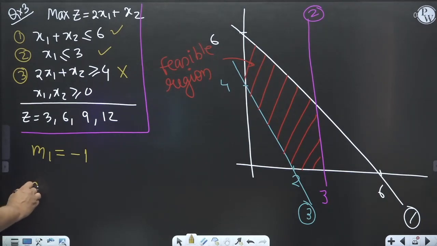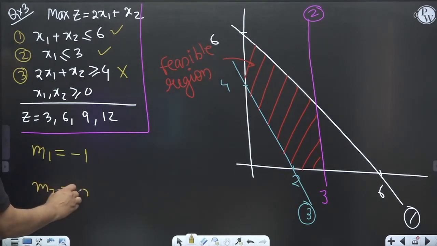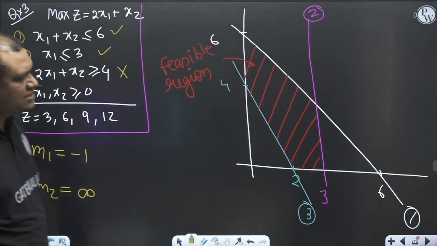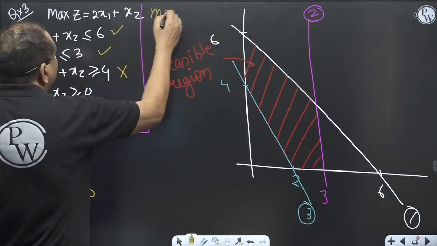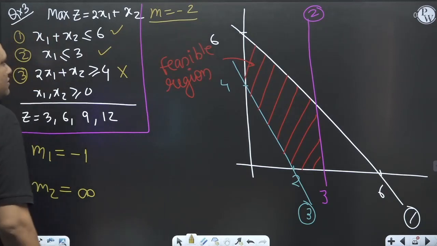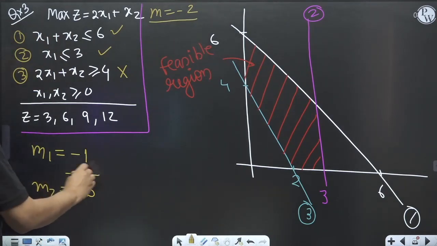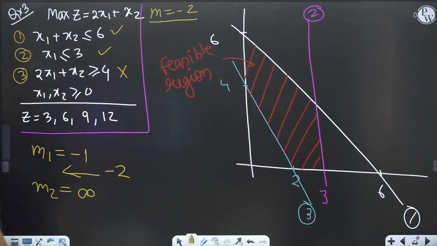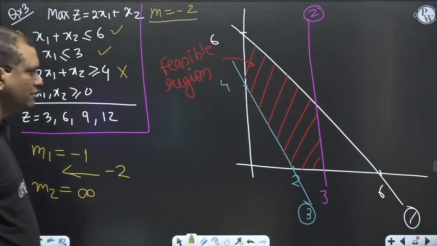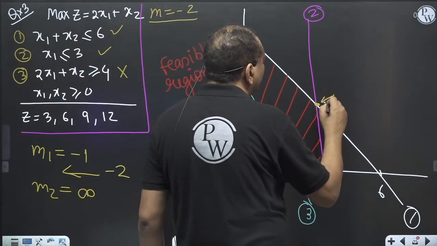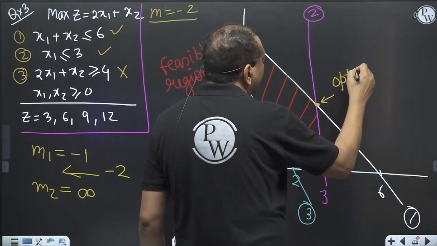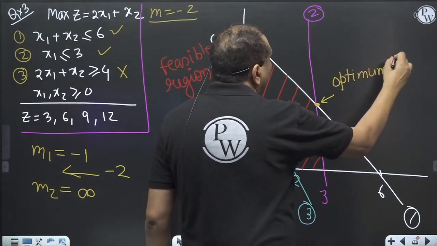And M2 is infinite because this line will have infinite slope. And the objective function slope is -2. So -2 appears between these two. So this is my optimum point.